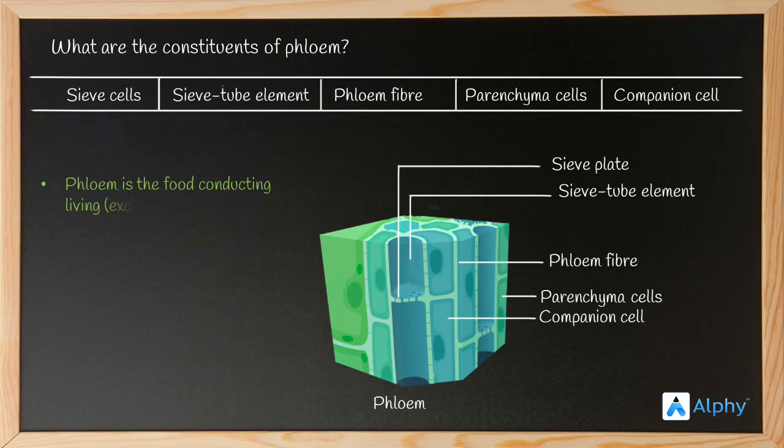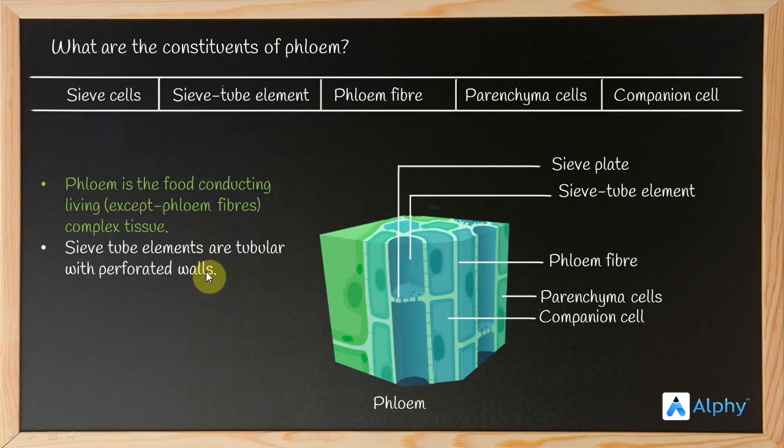First one, phloem is the food conducting living except phloem fibers complex tissue. So phloem is a complex tissue, you know that. It is a food conducting complex tissue and they are living except phloem fiber. So except phloem fiber, everything is living, right? And they are food conducting complex tissue. Second one, sieve tube elements are the tubular with perforated walls. So they are tubular with perforated walls. See, they have sieve plate, right? And they are perforated with holes, right? They are having holes. That's why they are known as sieve tube elements, tubular with perforated walls, right?